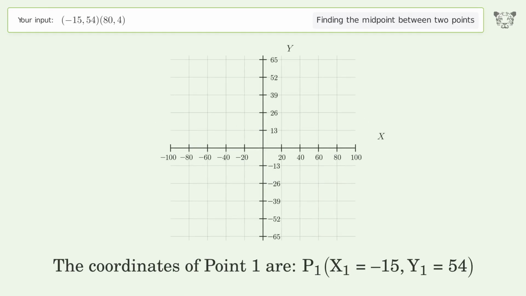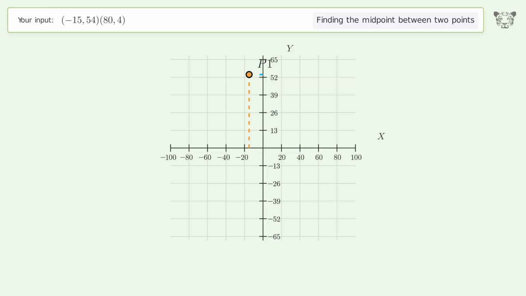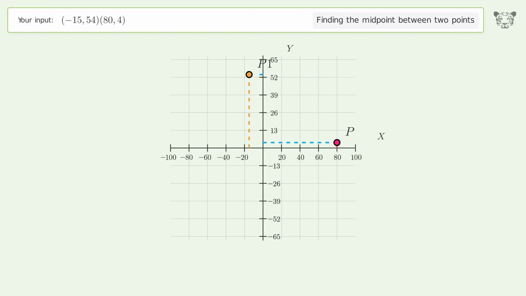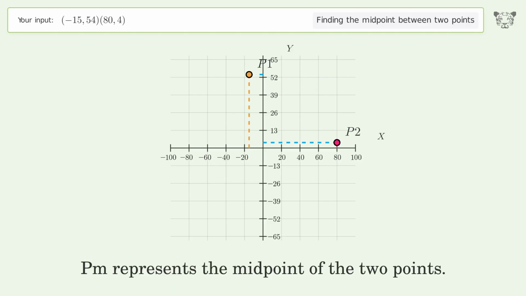The coordinates of point 1 are x1 equals -15, y1 equals 54. The coordinates of point 2 are x2 equals 80, y2 equals 4. PM represents the midpoint of the 2 points.